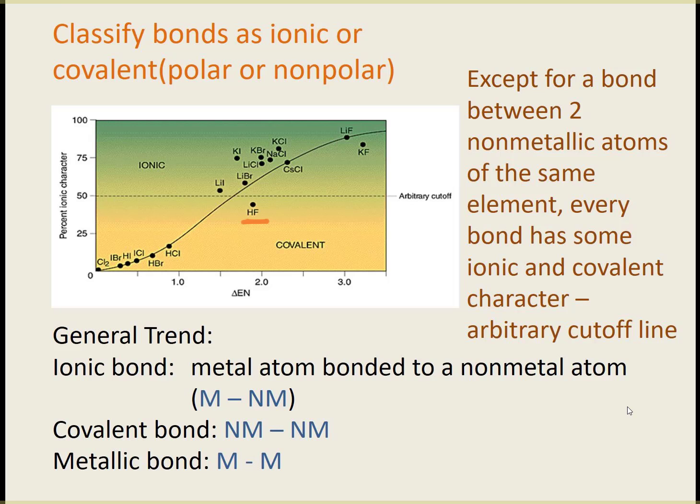Everything has a little bit of transferring of electrons and a little bit of sharing of electrons. With HF, we see that it's mostly sharing, but it just barely fits over that arbitrary cutoff line. So how can you tell if something's ionic or covalent? The general trend is that ionic bonds are between a metal and a nonmetal. On your periodic table, you would look up the elements in the bond and see if they are metals or nonmetals. If you have a metal with a nonmetal, it will be ionic. If you have two nonmetals, it would be covalent, and a metal with a metal would be a metallic bond.